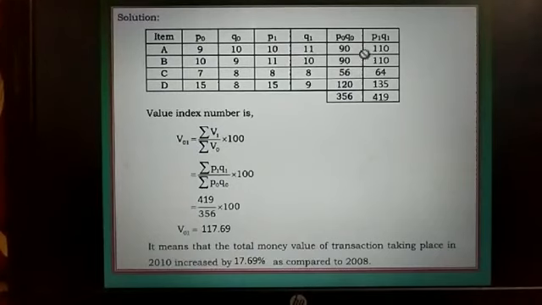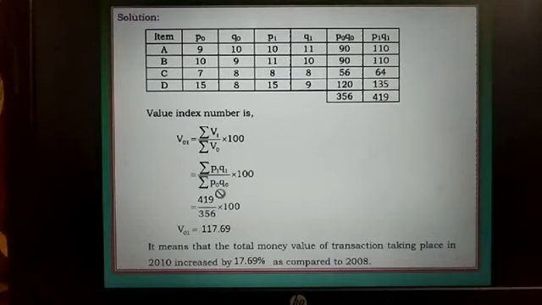10 multiplied by 11, 110. And here 11 multiplied by 10, 110. And 8 multiplied by 8, 64. 15 multiplied by 9, 135. That way, all these values will be there. Once when you add all these, you will get 419.